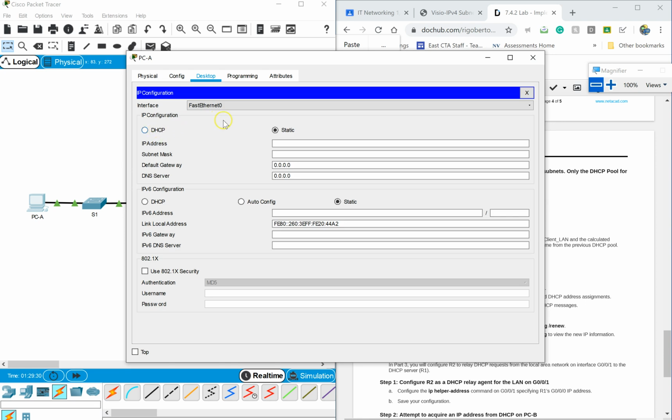I have it static. On Packet Tracer, it's easy, guys. You don't have to do much. You just have to put DHCP and hopefully it won't fail. DHCP request successful. I did request a successful DHCP, so I know that it works.